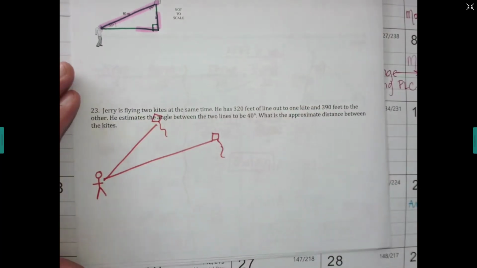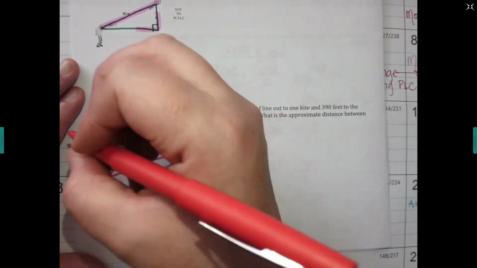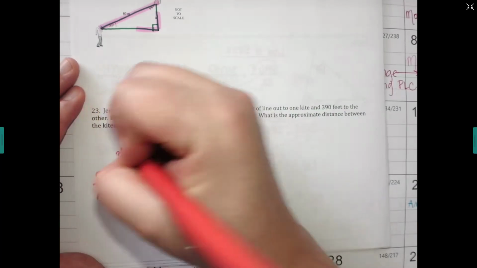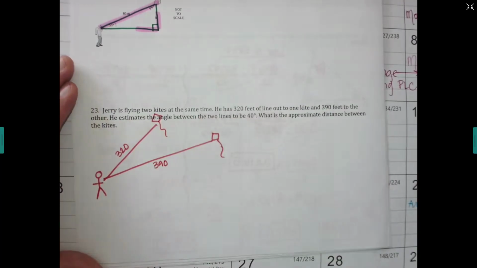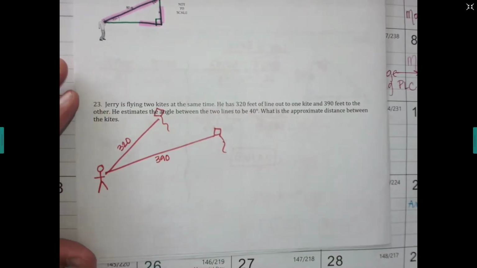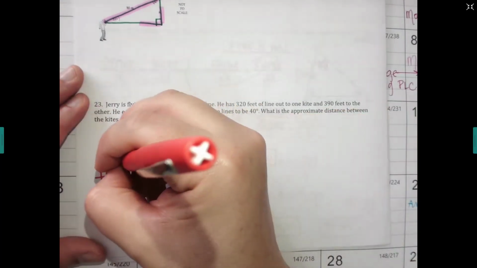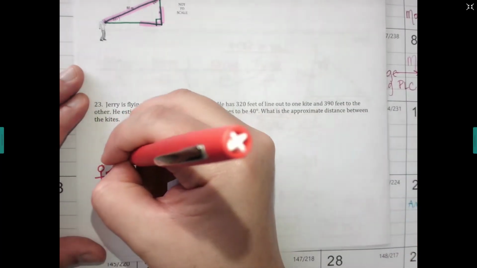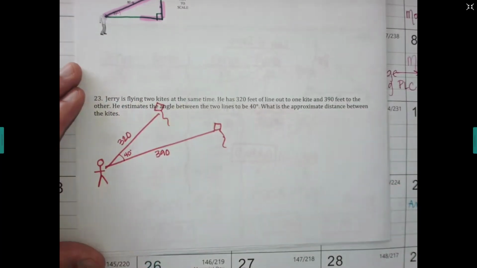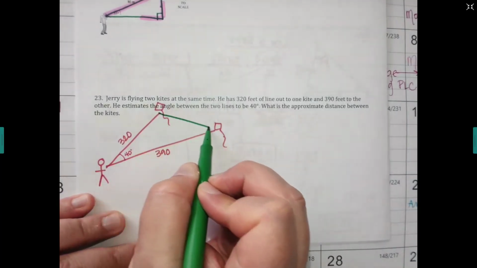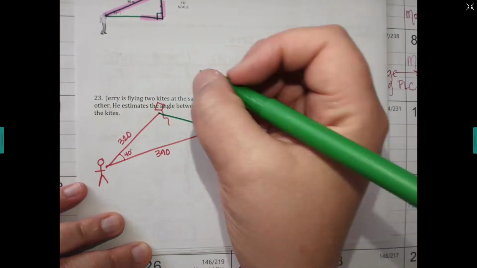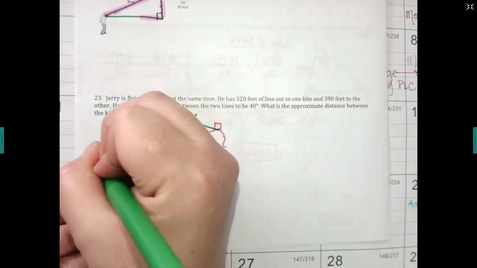Okay, it says he has 320 feet of line out for one kite, 390 feet of line out for the other kite. And then it says that the angle between them is 40 degrees. Then it says, what is the distance between the two kites? So let's say that's this side right here. So I'm going to call this little a, which would make this big A.